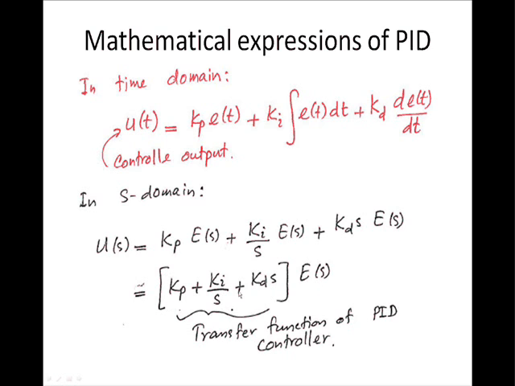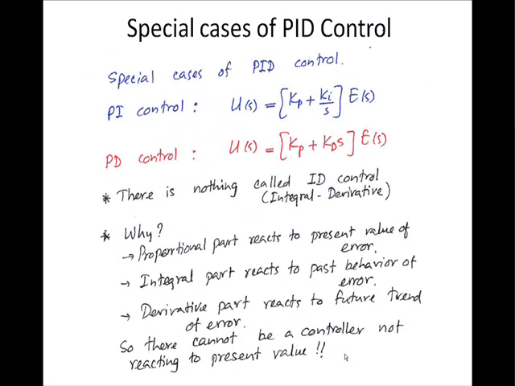Taking E(s) out, I get Kp plus Ki over s plus Kds, which is the transfer function of the PID controller.